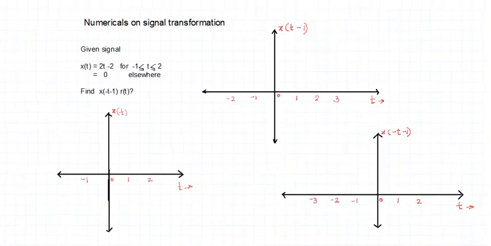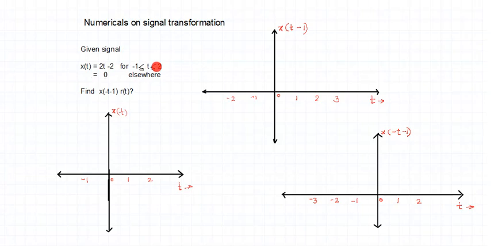Let us look at one more problem. What has been asked to you here? You have been asked to obtain a CT signal x(t). The equation is 2t minus 2 for t from minus 1 to 2. Your signal exists from minus 1 to 2. Everywhere else it is 0. So understand the given problem. You have been given a mathematical representation of the signal x(t), and the signal exists for what time instance? From minus 1 to 2.